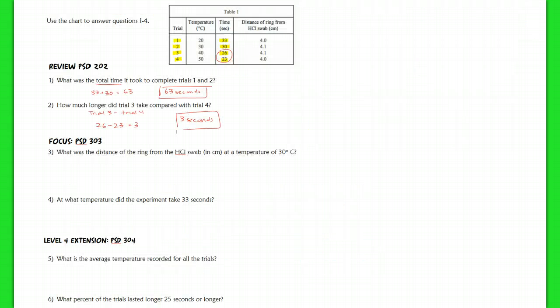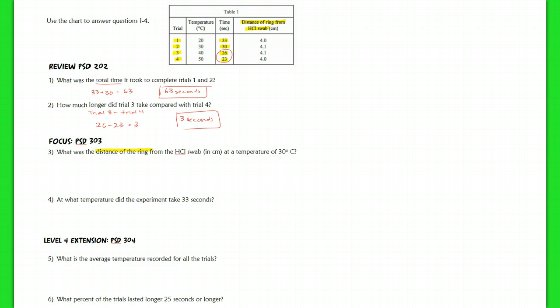Okay, PSD 303's focus skill here is to still read stuff from a table, so it's not that much of a stretch, but it is going to ask you to do a slightly more complex math problem here. So it says, what is the distance of the ring from the HCl swab in centimeters at a temperature of 30 degrees Celsius? So the data here is a little bit more complicated. You have to read through this a little more carefully, but it asks for the distance of the ring. Okay, so that means I'm looking in this column here. That's the column where my answer is going to come from.